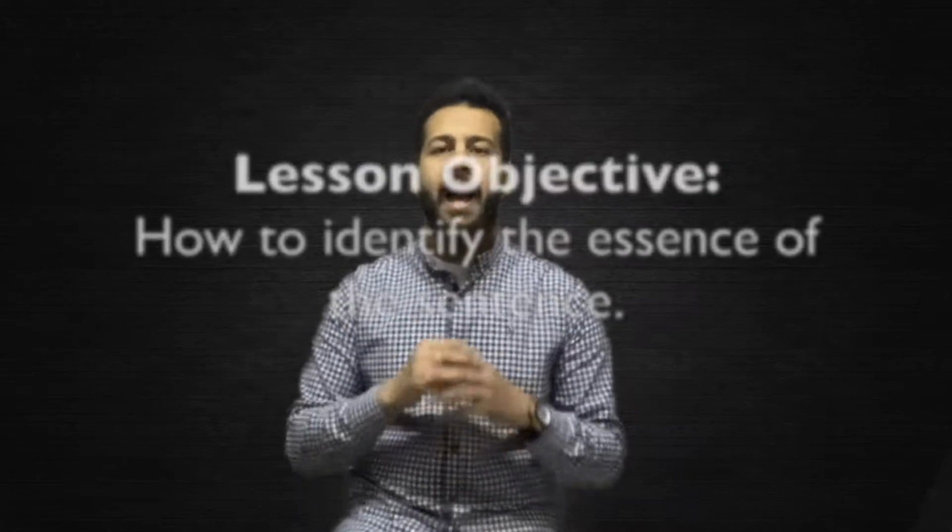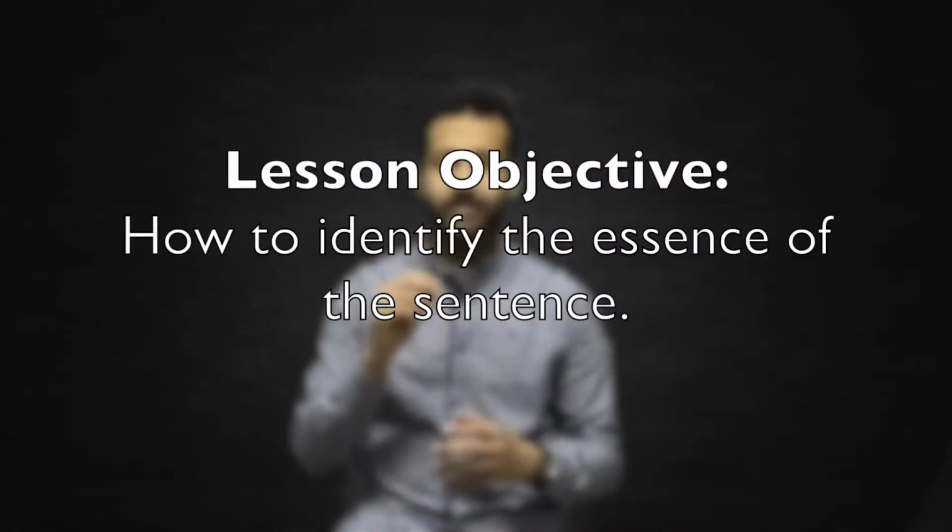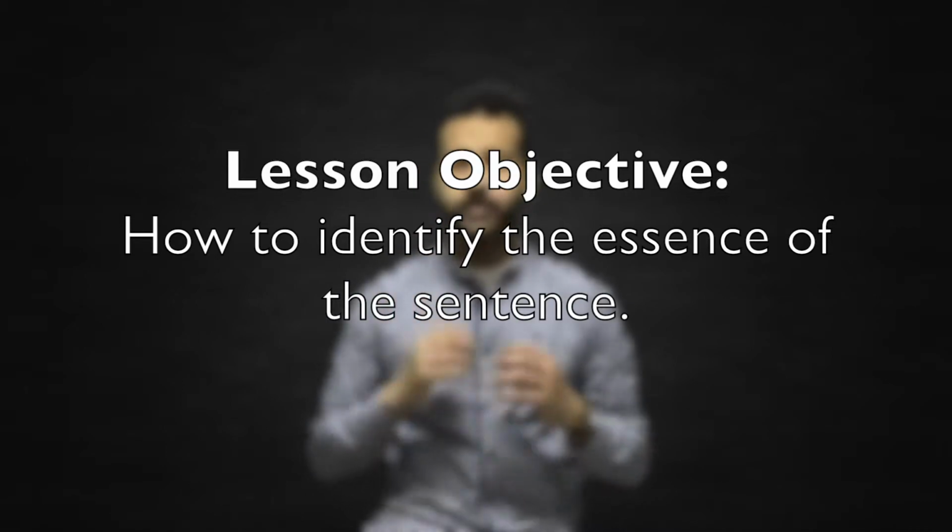Today's session is about relative clauses and comma phrases. The objective of this lesson is to teach you how to identify the essence of the sentence. Many videos in this course redefine or re-explain previous grammar terms, so those jumping from one video to another get a good sense of what's going on.